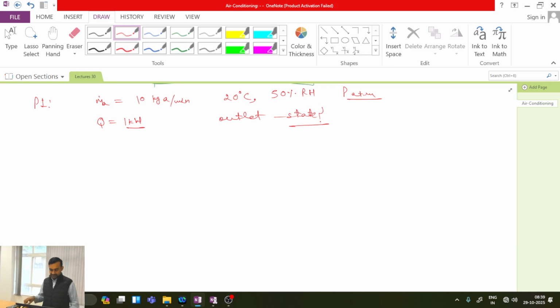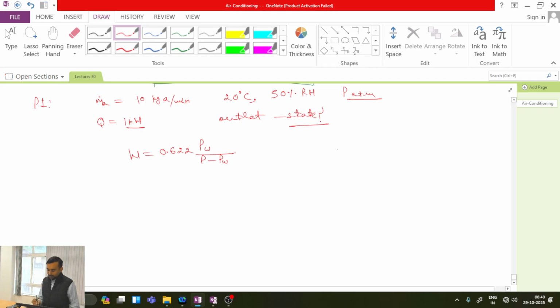Let me write some relations. I know W is equal to 0.622 into PW upon P minus PW. Correct? How can I calculate PW? What is PW? It is the partial pressure of water vapor. Is the partial pressure of water vapor related to vapor pressure through some relation?